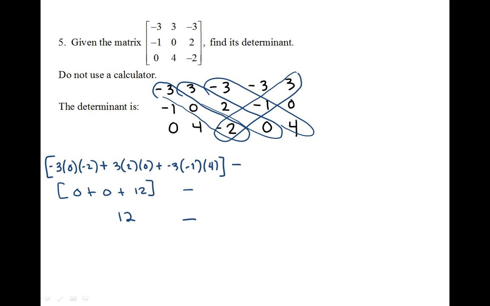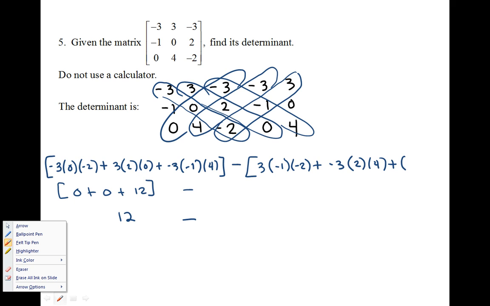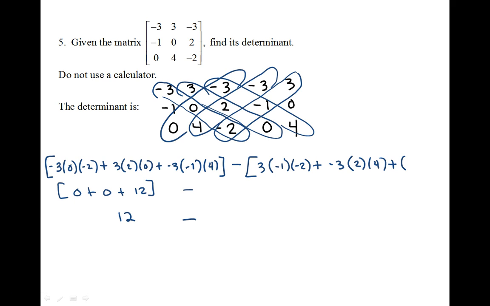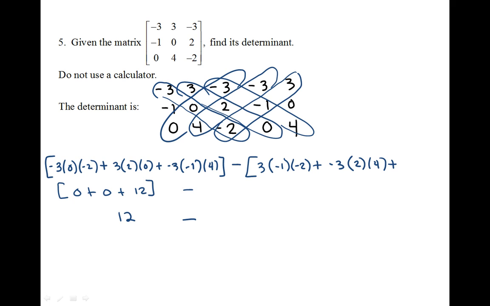Minus, and now I'm going to have 3 times negative 1 times negative 2 plus negative 3 times 2 times 4 plus negative 3 times 0 times 0.